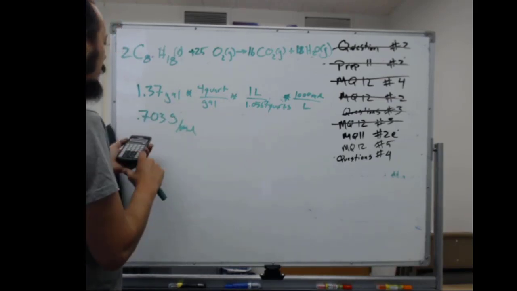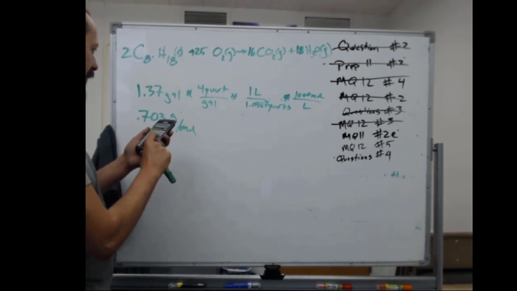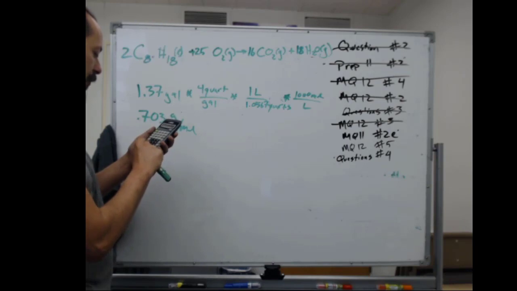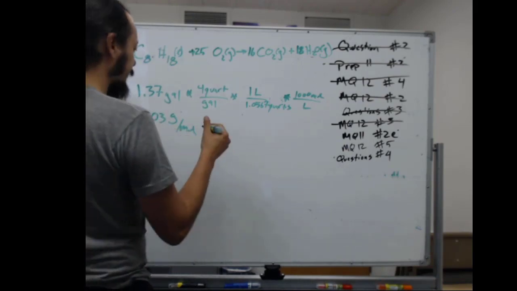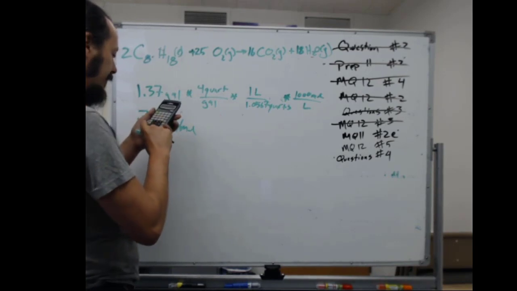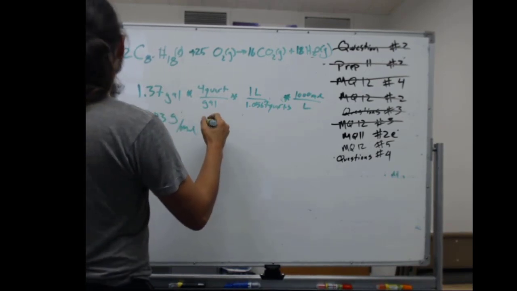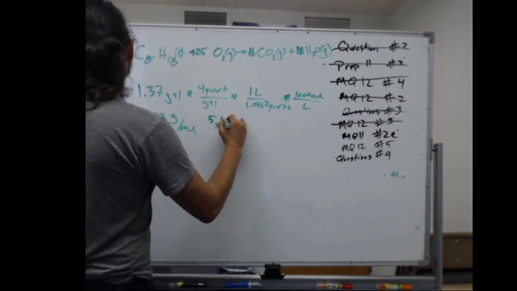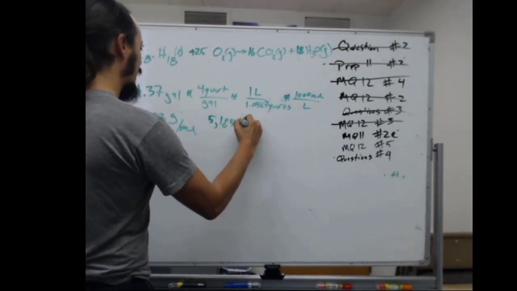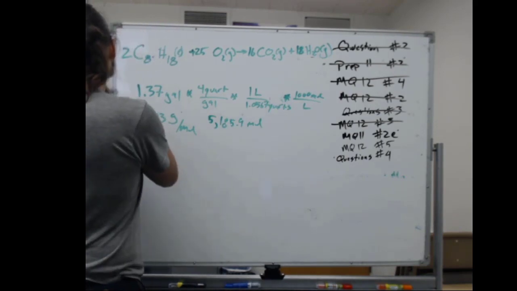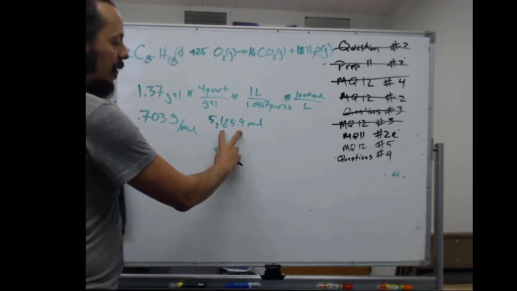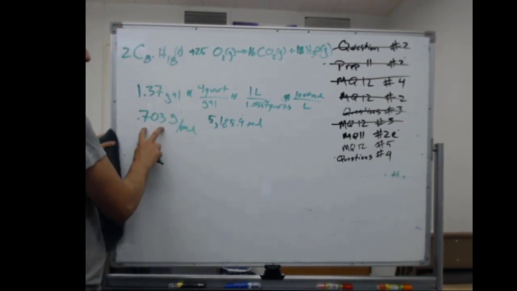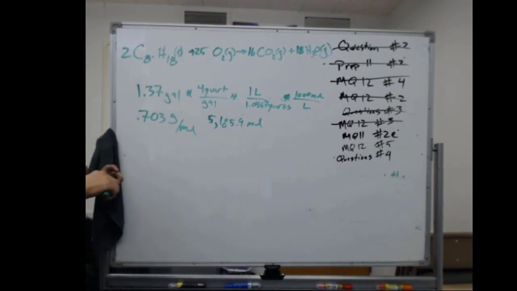I'm going to go ahead and calculate my number of milliliters. 1.37 times 4 divided by 1.0567. Make sure I got the right number there. Oh, times 1,000. We have 5,185.9 milliliters. Now, the reason that matters is because we need to use this volume of gasoline with the density of gasoline to get how many grams we have.